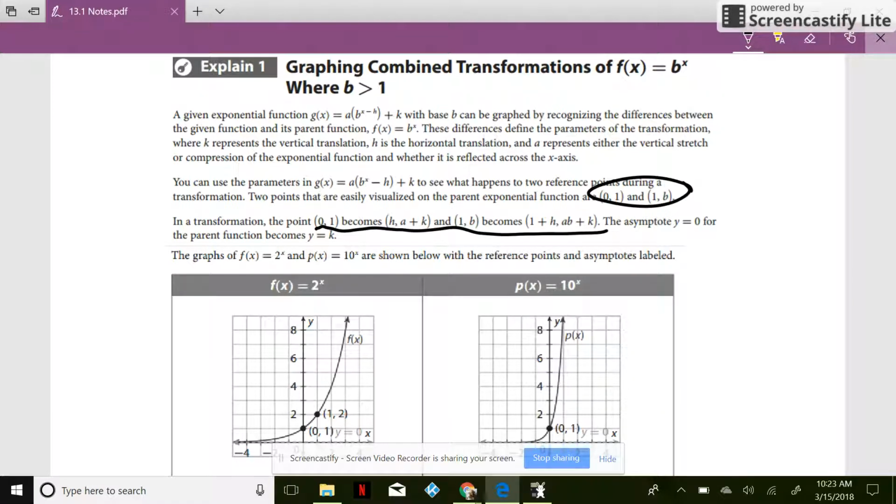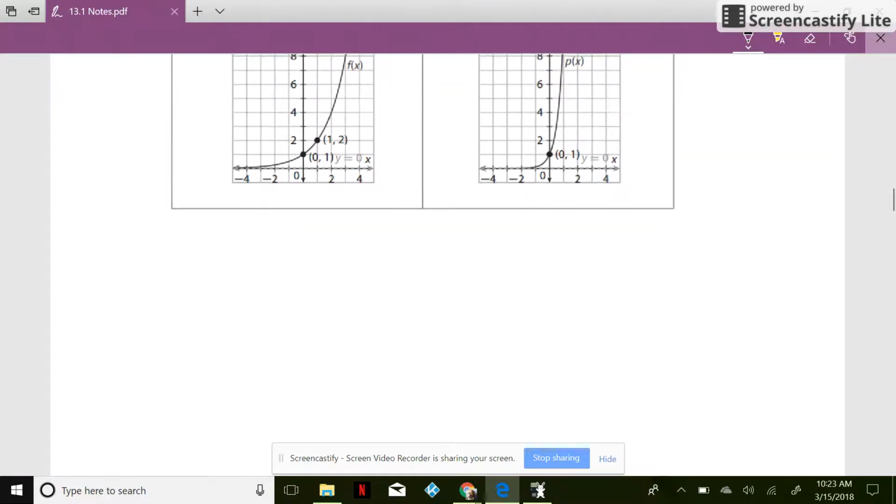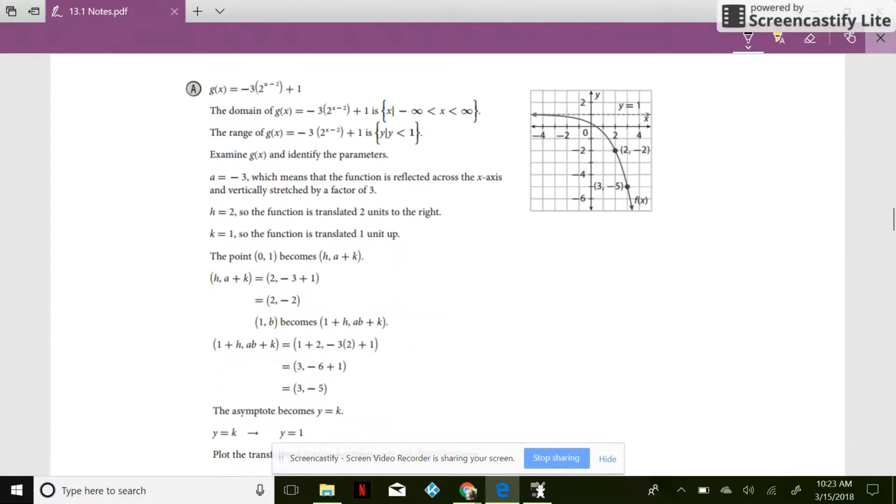The asymptote is normally y equals 0. For the parent function, it becomes y equals k if we are doing a vertical translation. So you can see the parent functions here. Both have the coordinate 0, 1, and then the function 2 to the x has a coordinate 1, 2. The function 10 to the x has a coordinate 1, 10. They both have a y asymptote at 0.